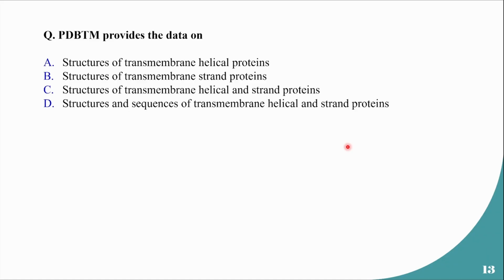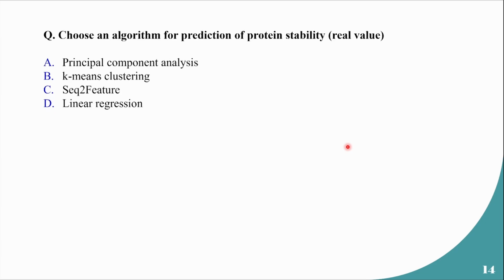Yes. So the PDB-TM database basically has the structure as well as the sequence information for the transmembrane proteins, so transmembrane helical proteins or strand proteins and such. So this could be another useful database you can refer to if you need this kind of particular data for some project or research, right? So that was one database.